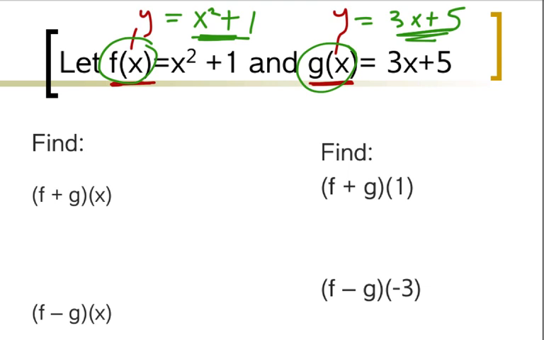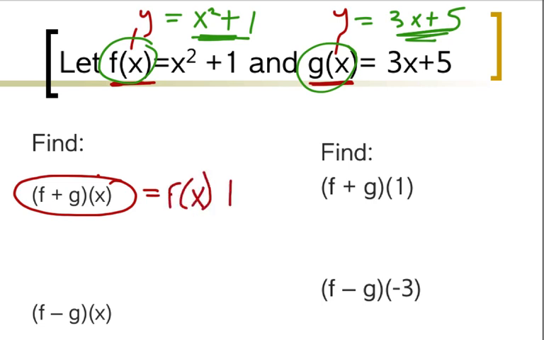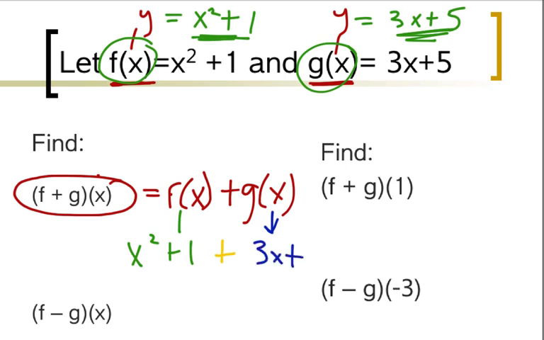And then we'll be asked to do composition of functions, or function operations, which is just adding the two equations. Here it says f plus g of x. It really means take the f of x equation and add it to the g of x equation. The f of x equation is x squared plus 1, and then we're adding that to the g of x equation, which is 3x plus 5.